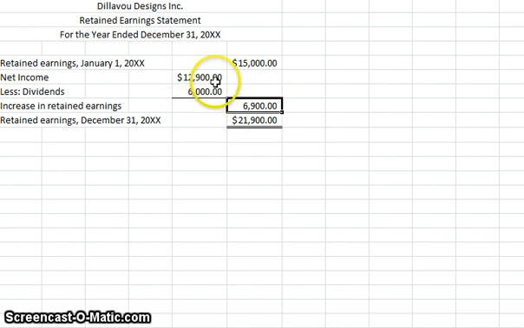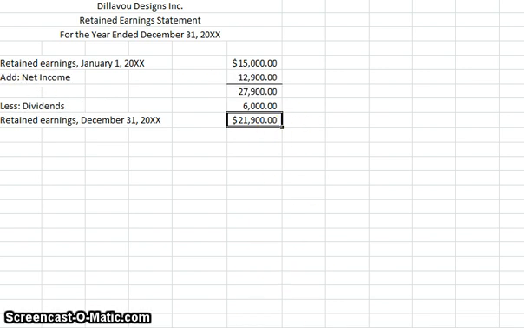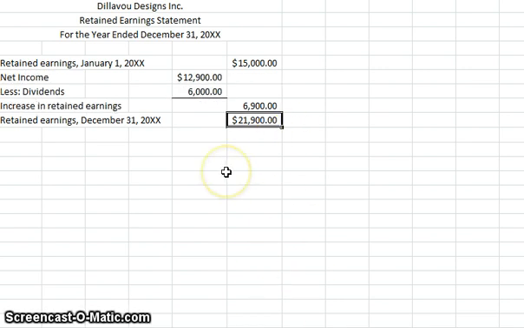Now if you had had net loss here instead of net income, then you would not say less dividends, you would actually add the dividends, because the net loss and dividends both deduct from the retained earnings account. But they were different, and that's why we specified less dividends. If you compare the two, you have the same end result. It's just two different ways to format it. Either way is fine. All right, that's retained earnings statement.